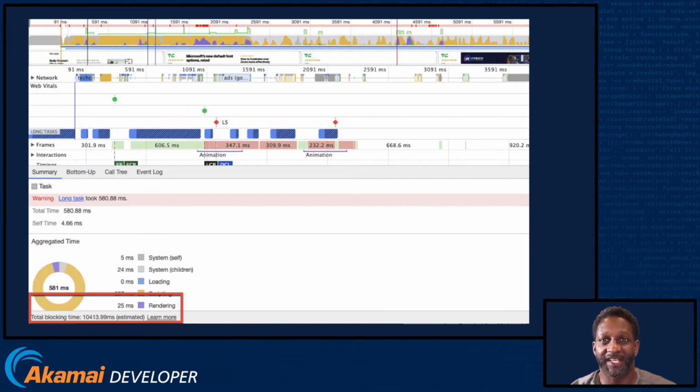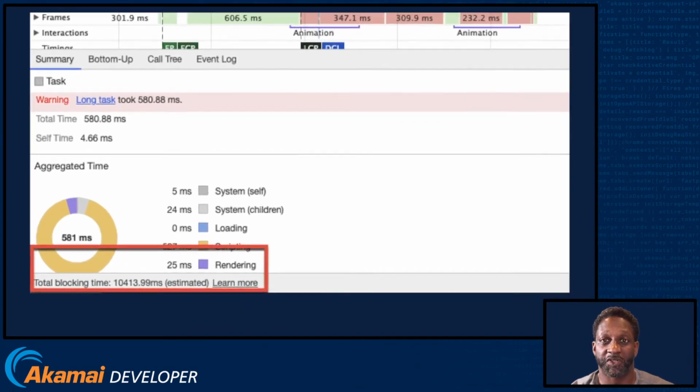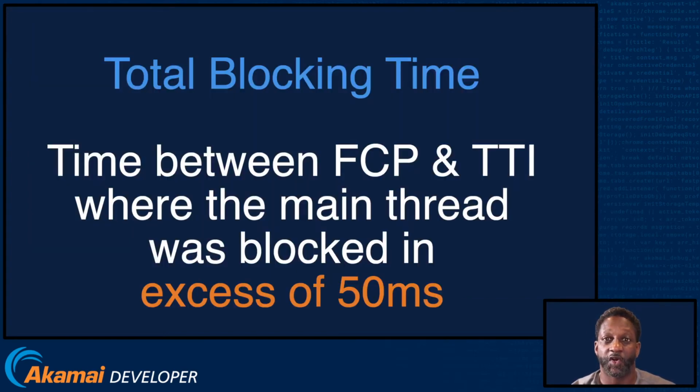Another CPU metric related to long task time that's useful to track is total blocking time. DevTools reports total blocking time at the bottom of the Summary tab. It's important to understand what this metric is and what it's not. Total blocking time measures the total amount of time between first contentful paint and time to interactive where the main thread was blocked long enough to prevent user input. So the blocking time for any single task is its duration in excess of 50 milliseconds. And the total blocking time for a page is the sum of the blocking time for each long task that occurs between first contentful paint and time to interactive.